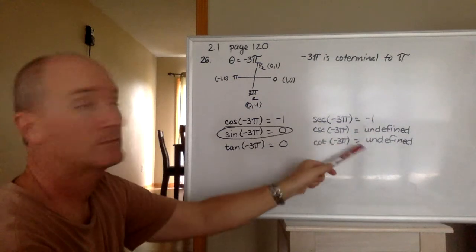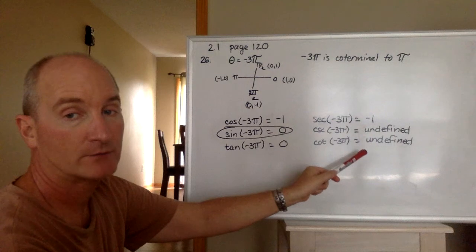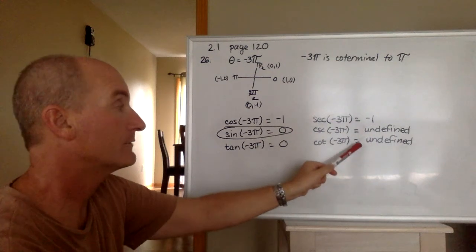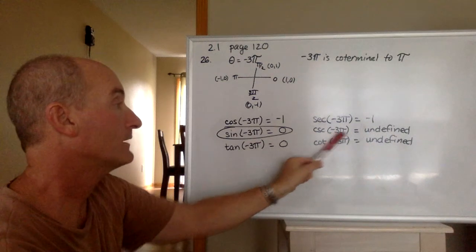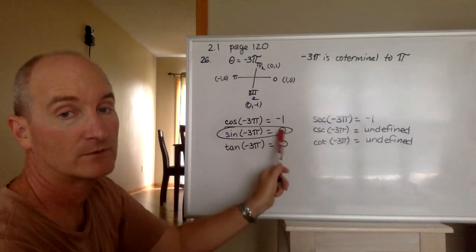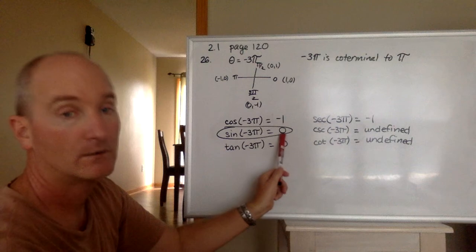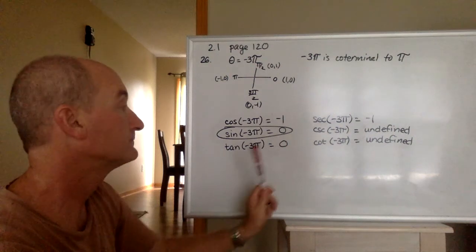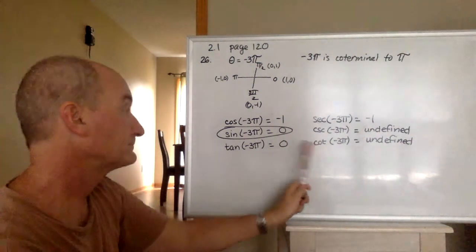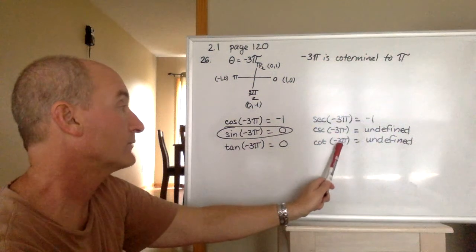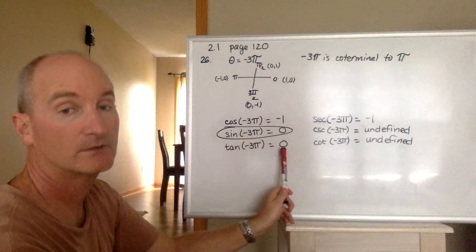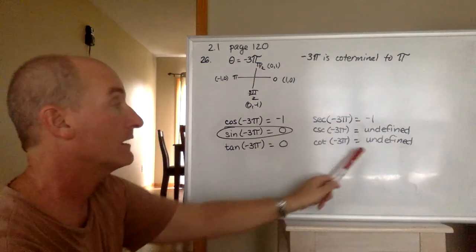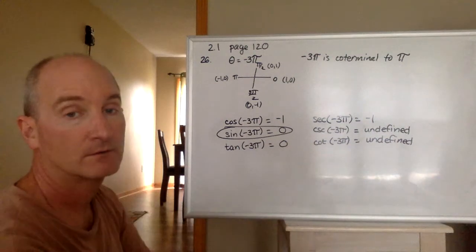Now, this is something we haven't talked a lot about in class, which we're going to go into a little more in depth the next couple of days. The cosecant of negative 3 pi radians is undefined because it's the reciprocal of 0, and 1 divided by 0 is undefined. Similarly, the cotangent of negative 3 pi radians is also undefined, since the tangent ratio is 0 and 1 over 0 is also undefined.